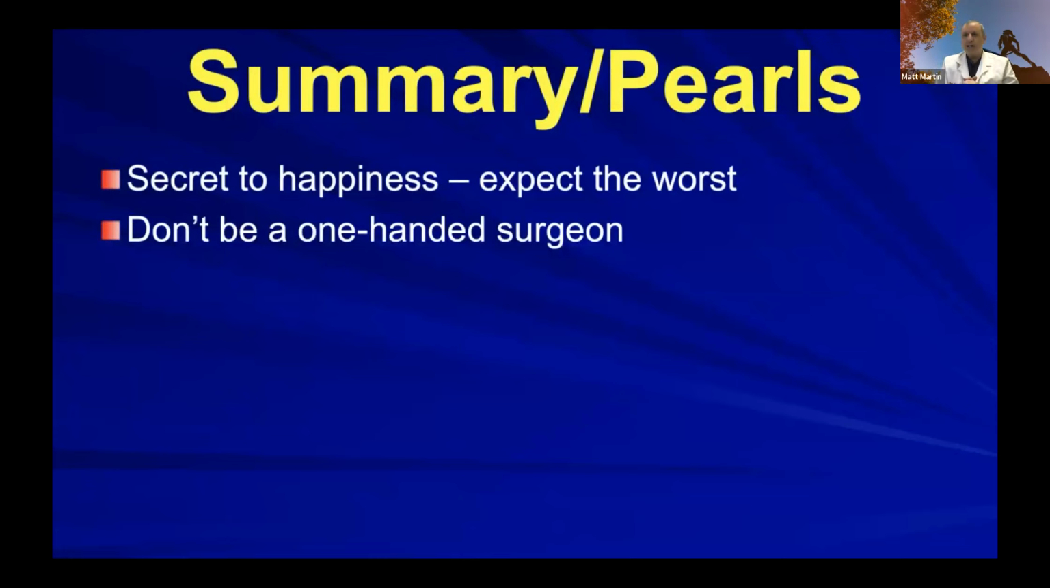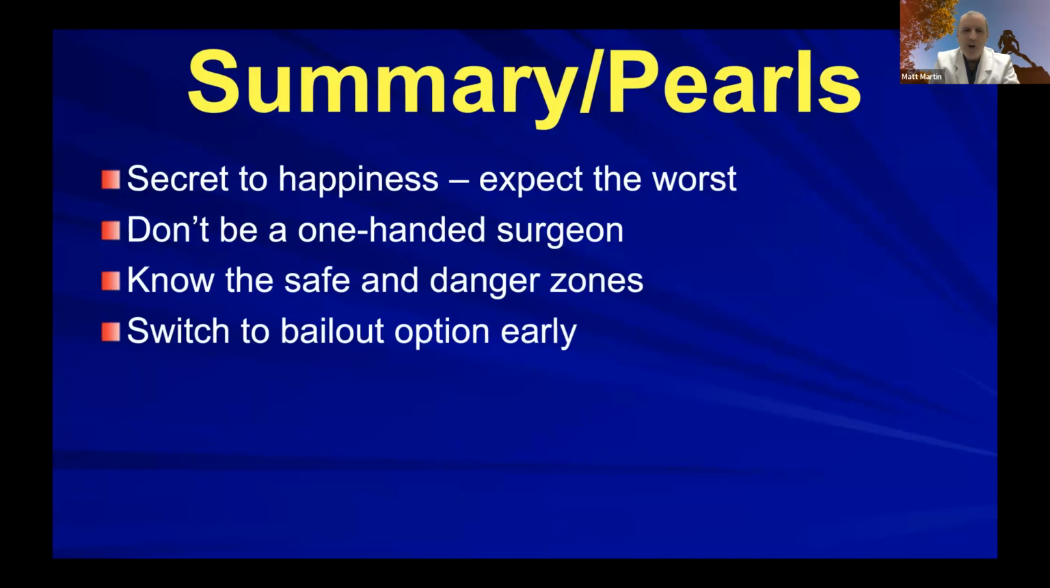All right. So in summary, the secret to happiness, I think, is to always expect the worst, and then you'll be pleasantly surprised when it works out. Don't be a one-handed surgeon. Get two hands on each side of the table. Know you're safe in your danger zones with both landmarks, the R4U line, IOC or fluorescence cholangiography, if you're lucky enough to be doing it robotically.